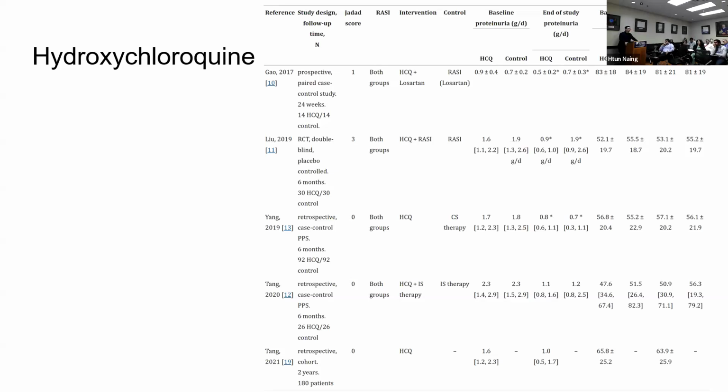So hydroxychloroquine did this same study in China. I looked at two trials, which are Gao 2017 and Liu 2019, because they have the higher journal score of 3 and 1. The higher the better journal score. This trial only looked at 24 weeks, it's one trial, and this one looked at 6 months. They say that there's a decrease in proteinuria compared to the control group. But there's no difference in eGFR when you look at this. So you might also consider hydroxychloroquine, if you have a Chinese patient, you can try.